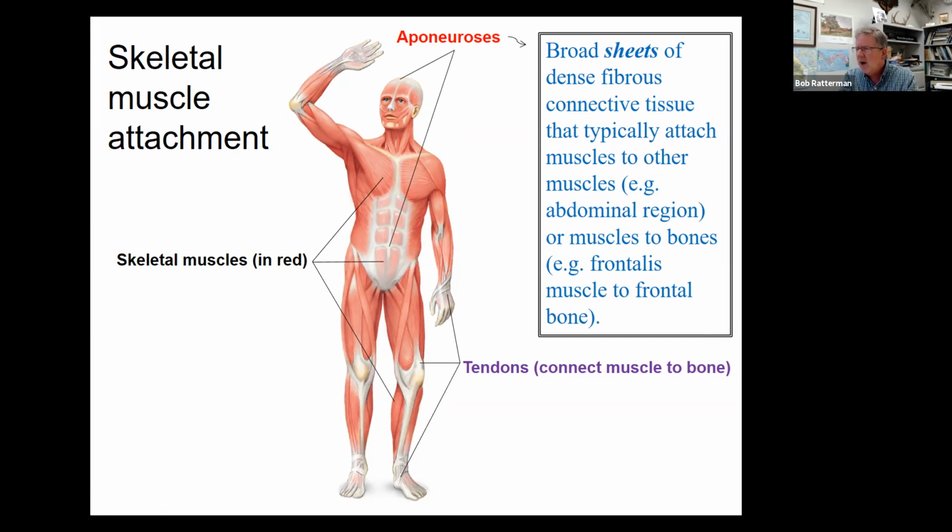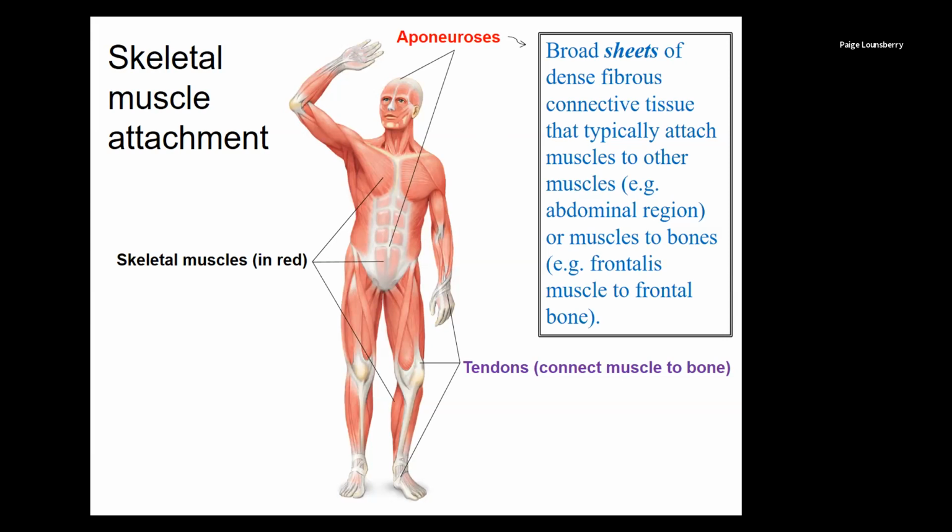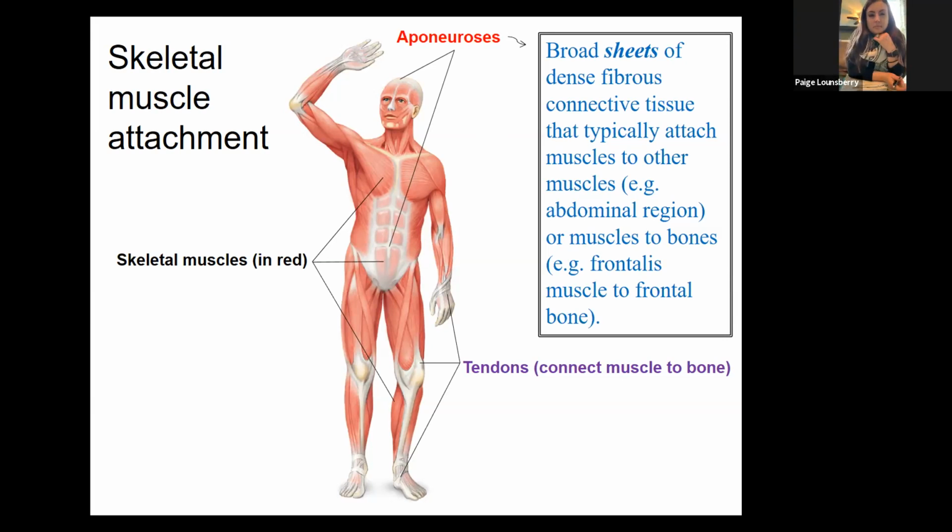You might also recall in lab, we identified the frontalis and occipitalis and temporalis muscles. Remember that this morning? Well, those are also connected to the skull bones via these aponeuroses. They're thin sheets of dense fibrous connective tissue. So they're histologically similar to a tendon or ligament, only they're broad, thin sheets.